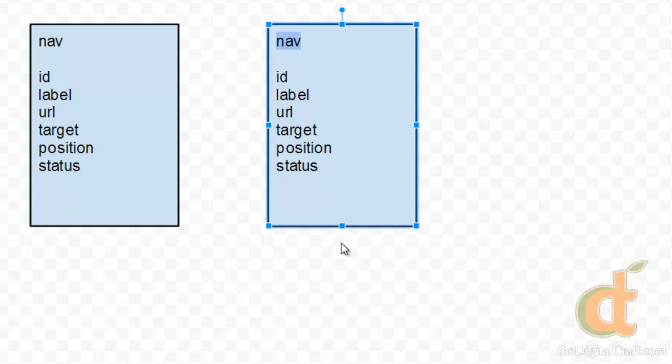Next we have our videos table. So just like the nav table, we're going to give each video an ID. We're also going to assign a YouTube ID, and let's just call that YouTube_ID. A label should be the title of the video. Position and status.